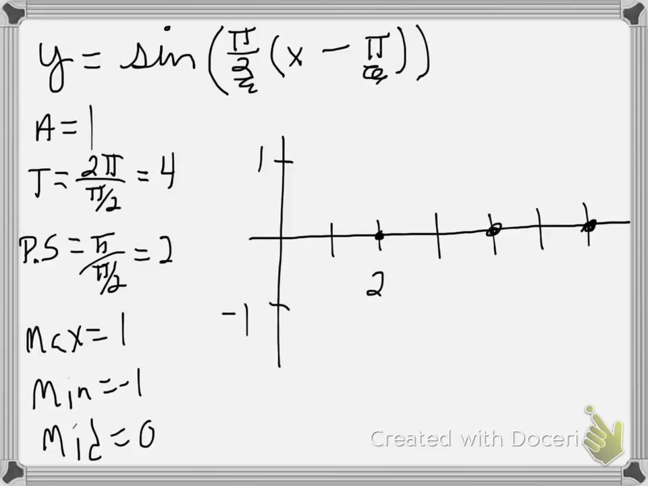And halfway through, we're going to be on that midline again because it's a sine function. Now, a quarter of the way through, we're at the maximum. 3/4 of the way through, we're at the minimum. So, it looks like that. Okay? And there we go.